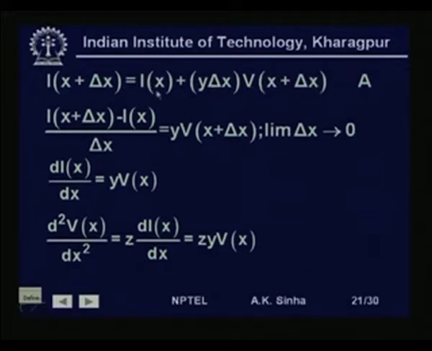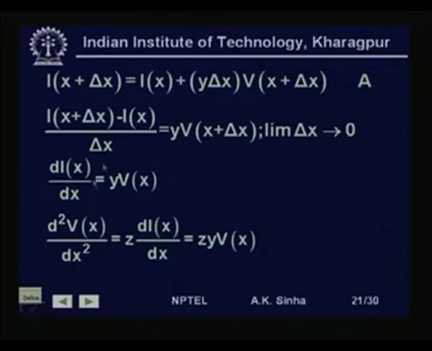Again, rearranging by taking this I x on this side and dividing by delta x, we have I at x plus delta x minus I at x divided by delta x is equal to y into V at x plus delta x. Now, taking the limit delta x tending to 0, we can write this as dI(x)/dx, that is, the first derivative of current at x with respect to x, is equal to y into V at x.